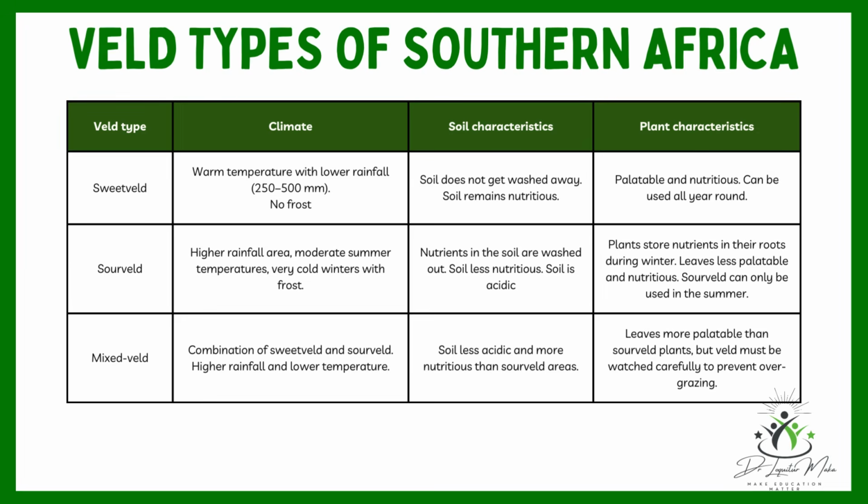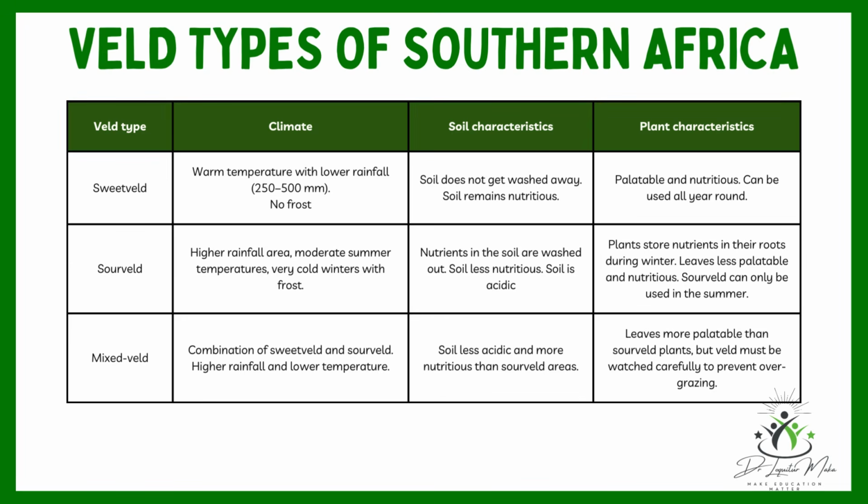Now if we talk of sweet veld, this kind of veld occurs in warm temperatures with low rainfall that have no frost. So that is the climate. In terms of soil, because there's less rainfall in that area, the soil does not get washed away, and it remains nutritious. Because the soil remains nutritious, the plants there are palatable and nutritious, so they can be used all year round. You see, these connect to one another.